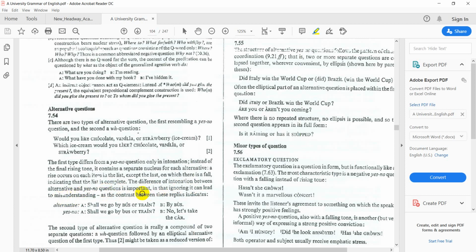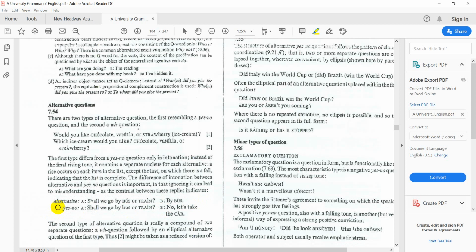Of course, you have to differentiate between the two. If I ignore the intonation, it can lead to misunderstanding, and the reply will not be proper, will not be correct, as the contrast between these replies indicates. See, we have alternative and yes-no. Alternative: shall we go by bus or train? The reply will be by bus.